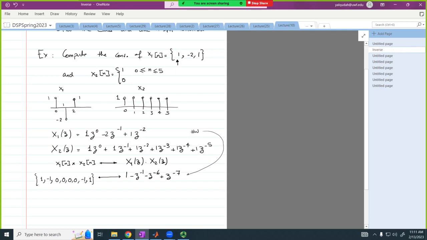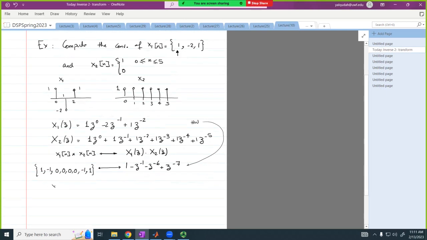So therefore, x1 of n convolved with x2 of n is going to equal, and this is our 0 reference, 1, negative 1, 0, 0, 0, negative 1, and 1.